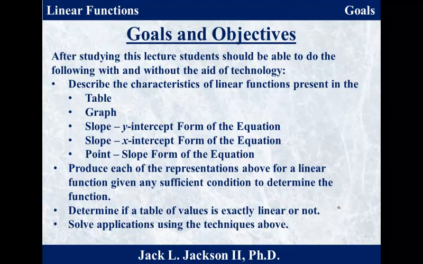So you should be able to produce each of the representations above for a linear function given any sufficient condition for determining the function. For example, just given 2 points, you should be able to figure out all of these things. Given a point and a slope, you should be able to figure them out. Given a slope and an x-intercept or a slope and a y-intercept. So there are various different ways, and plus you should be able to look at a table and see if it's exactly linear or not. And of course solve applications using each of these techniques and understand what's meant by direct variation.